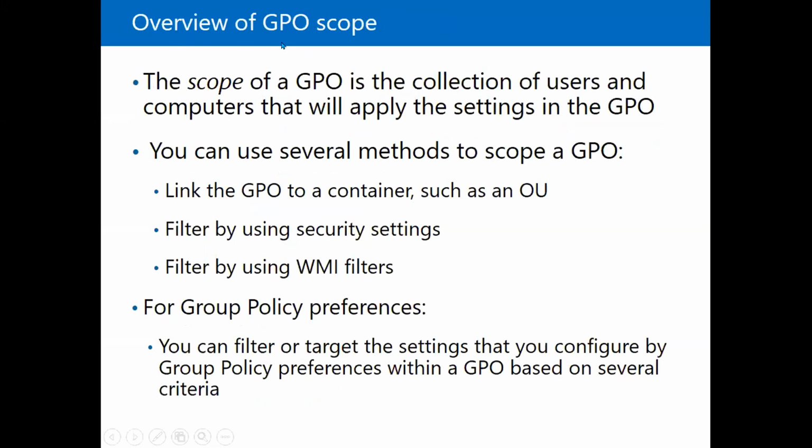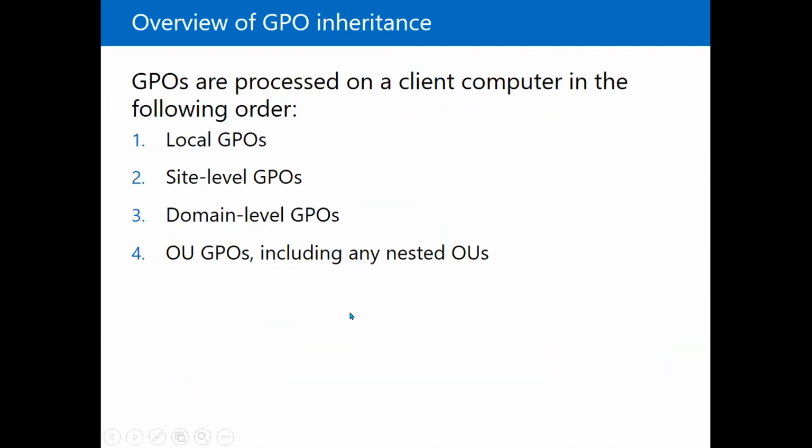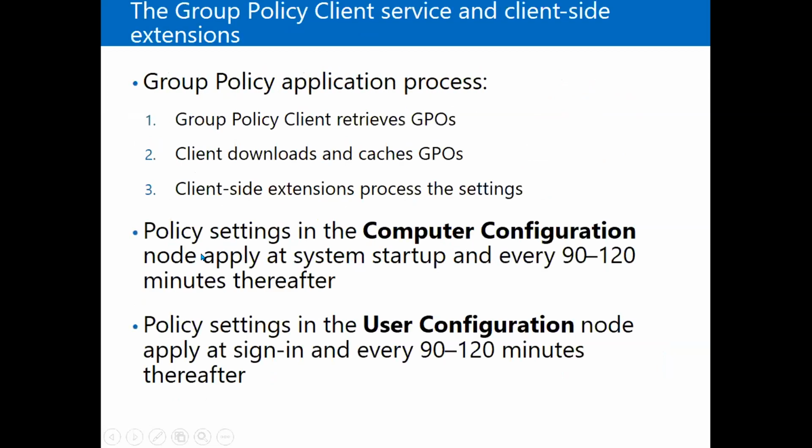Now, what is the scope of group policy? Where are you applying that policy? The scope of the GPO is the collection of users and computers that will apply the settings of the GPO. You can use several methods to scope the GPO: link the GPO to an OU, security filtering, WMI filtering, and GPO preferences. So a GPO can be applied to the local computer, to a site, to a domain, and to an OU. Okay, so let's now understand this, and then we are going to come back to this.